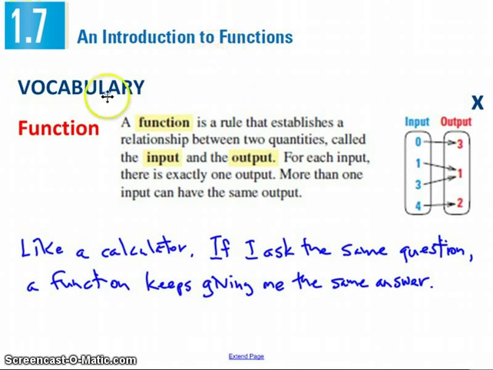Starting with the word that's in the title, function. Hit the pause button, read this paragraph to yourself, and then I'll explain. Okay, I'm going to assume that you did that. And as the paragraph says out of the textbook, and this is the first paragraph of the whole chapter, a function's a rule. And it talks about a relationship between inputs and outputs.